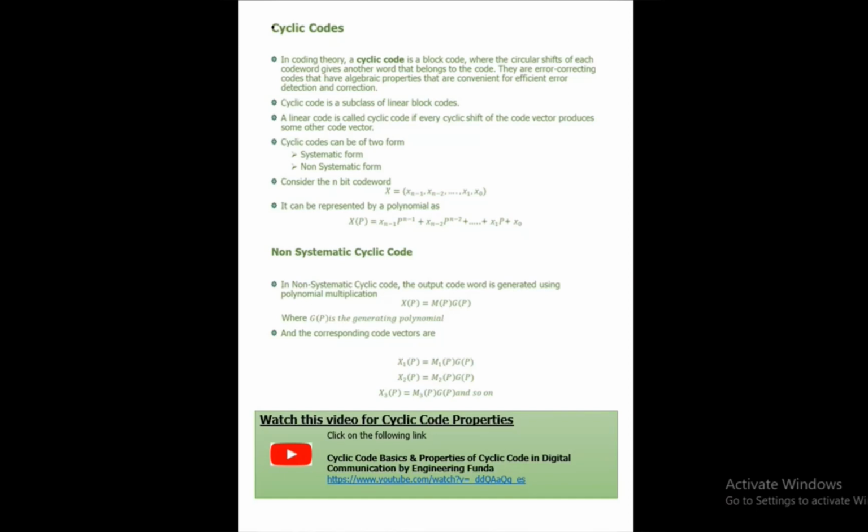Now we'll move on to the topic. Your last topic in Unit 5 is cyclic code. The cyclic code is one type of linear block code. Okay, so it is one type of block code.